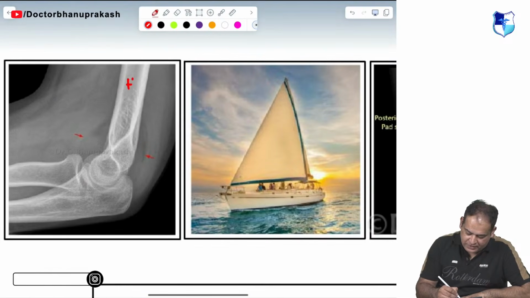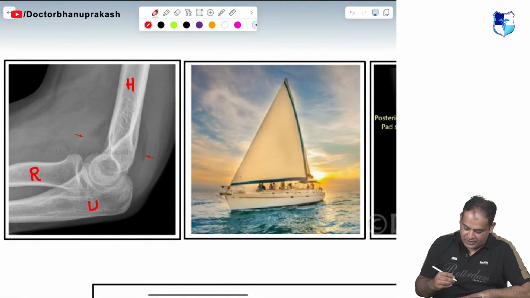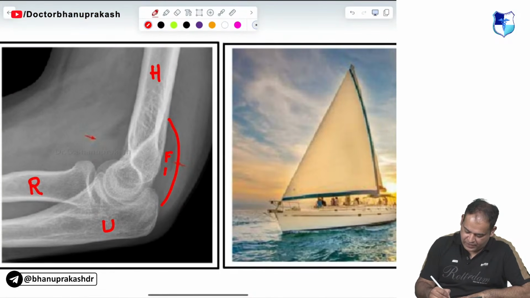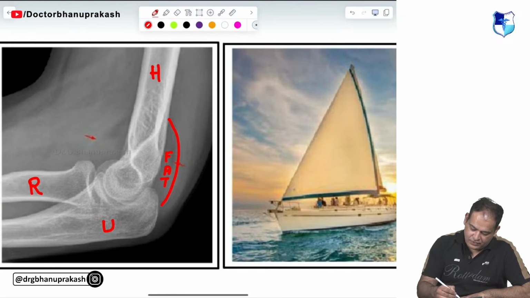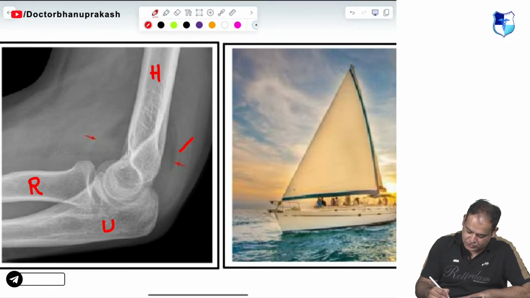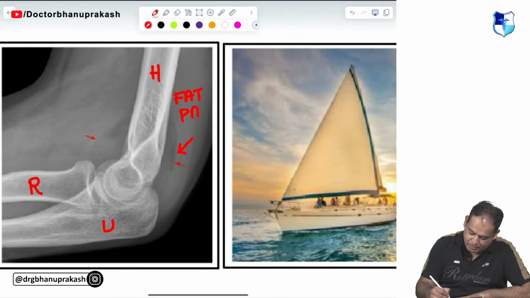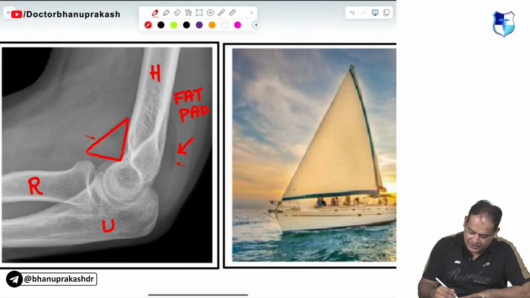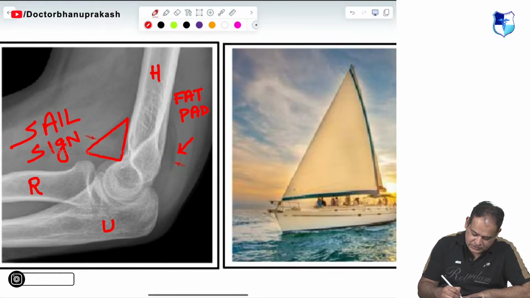So this bone is humerus, this is ulna, this is radius. In front and behind, you see. So if you notice here, now you see fat pad sign. You see a slightly dark area posteriorly. Now this is called fat pad sign. You see a slightly dark area anteriorly. This is called sail sign.